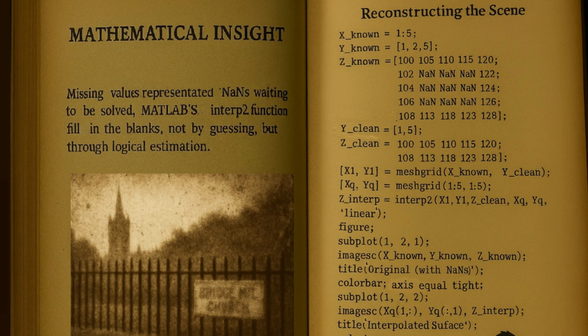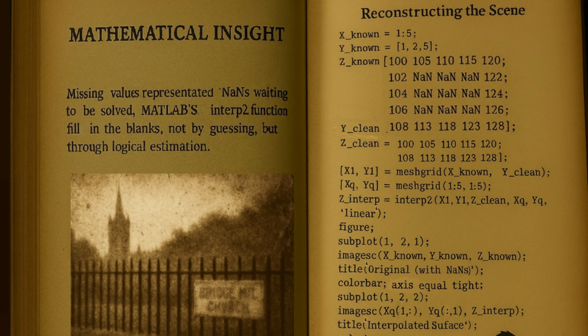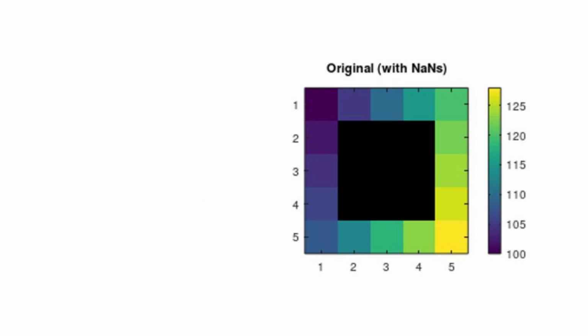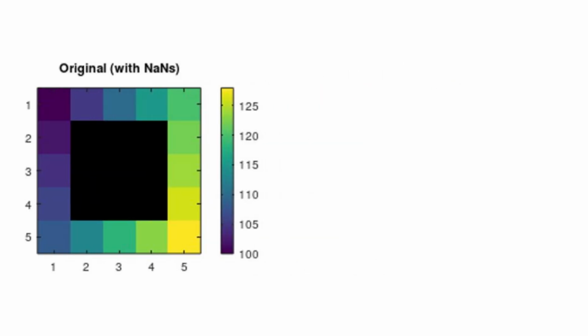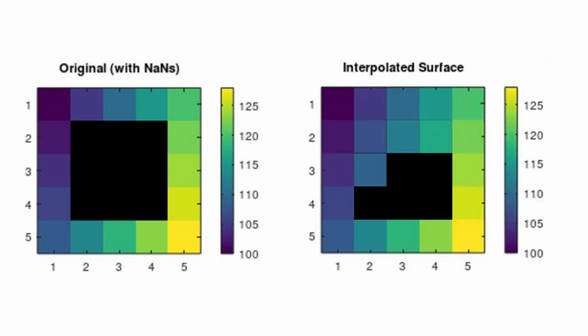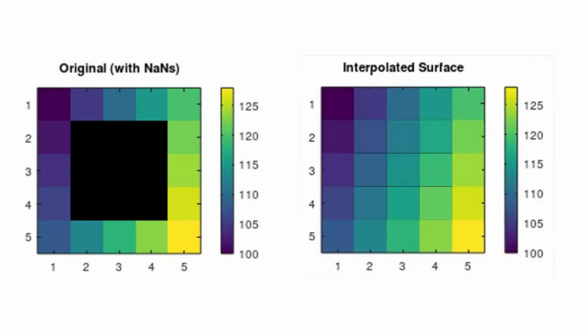When parts of an image are missing, like blurred or damaged sections, the known values become anchors. Each missing value, represented as NaN, is a mystery waiting to be solved. MATLAB's interp2 function helps fill in the blanks. It analyzes the surrounding patterns and extends them across the missing spaces. With each interpolated value, the gaps are filled, not by guessing, but through logical estimation. And slowly, what was once blurred begins to take shape again.